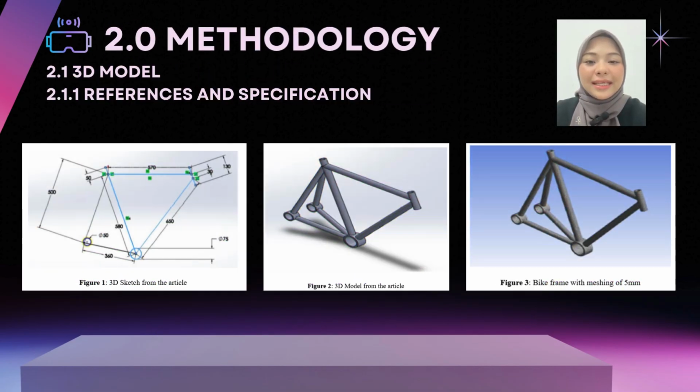This slide shows the development process of our 3D model. In Figure 1, we began with a 2D sketch of the frame using the measurement from earlier. Figure 2 shows the fully constructed model, which we created using CAD software. Finally, Figure 3 displays the meshing process, where we apply a 5mm element size to prepare the frame for finite element analysis. This meshing is essential for accurate simulation and stress distribution analysis.